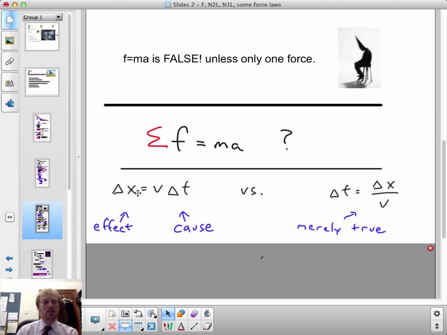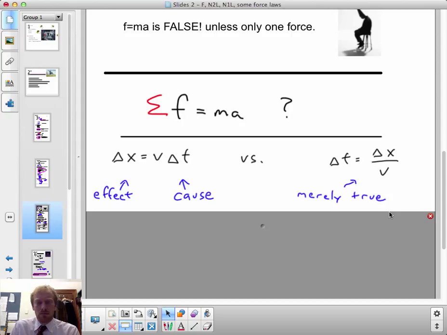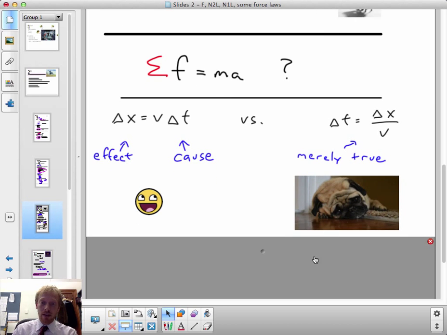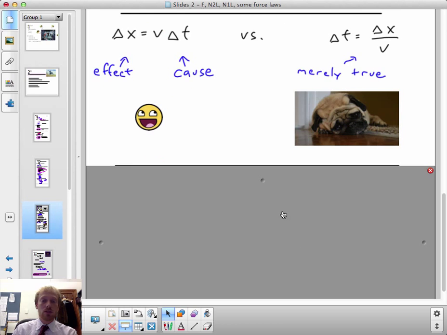It's because this sort of highlights cause and effect, with an effect on the left-hand side and a cause on the right-hand side. When you have a velocity that persists for some amount of time, that causes a displacement to occur. That sense of causality is really just lost in this other way of mathematically writing it. It's not that a change in time is caused by a displacement being divided by a factor of a velocity. So there's something kind of nice about this that relates to causality. In other words, you have a happy face for the causal equation and a sad pug face for the equation that's merely true.